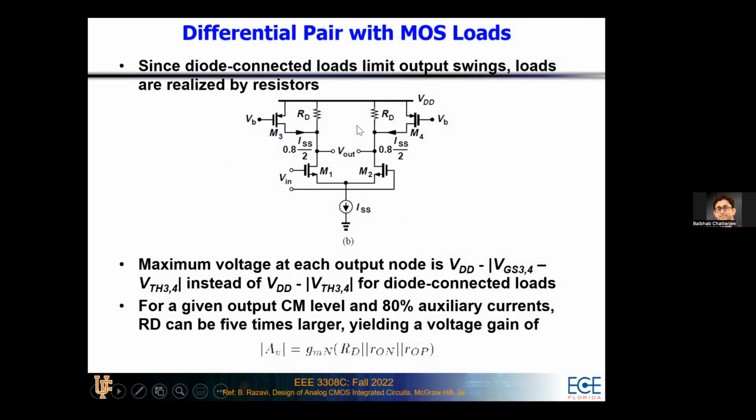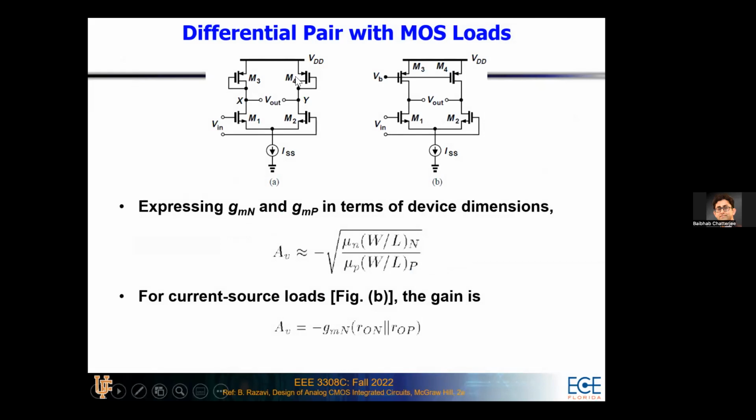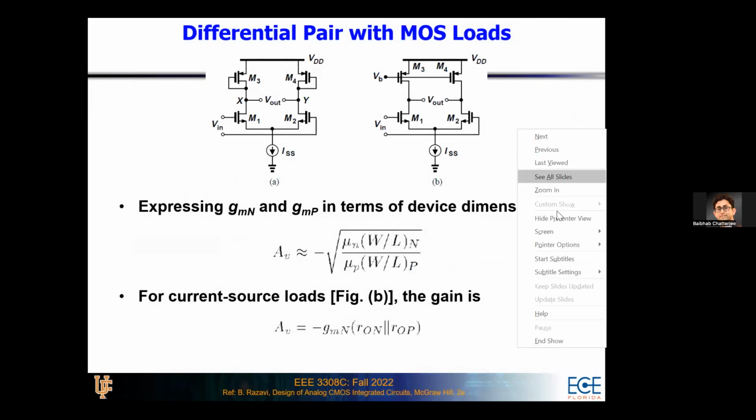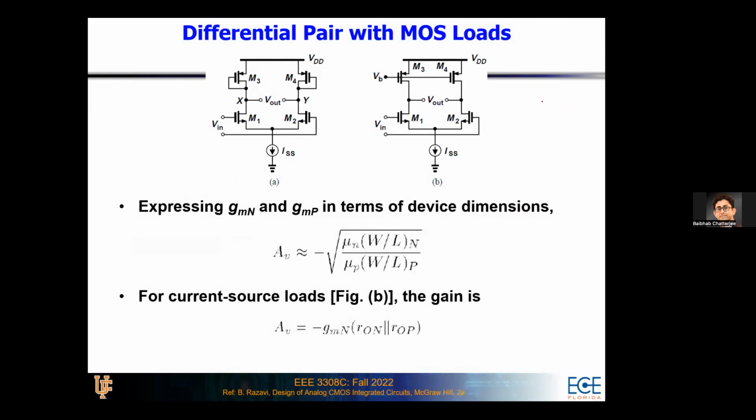Okay, so let me skip some of these slides, but something important that I wanted to tell here is that instead of having the diode connected load, if you had a current source load, what is meant by a current source load is that instead of diode connecting the gate terminal to your drain terminal, if you had connected it to a bias, so let's say M3 is connected to a bias, M4 is connected to a bias, and that bias can come from a current source once again.